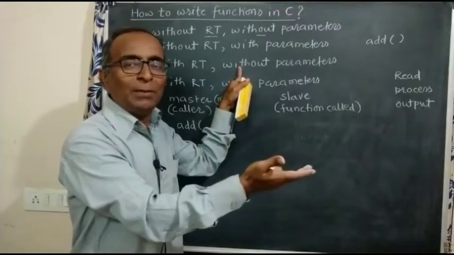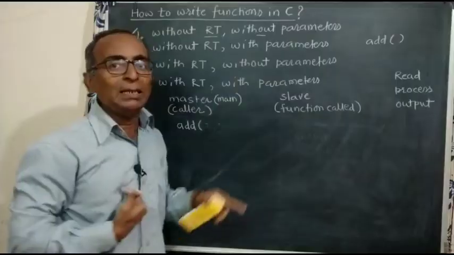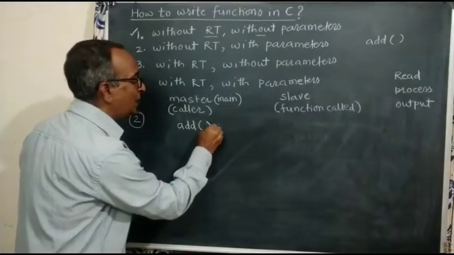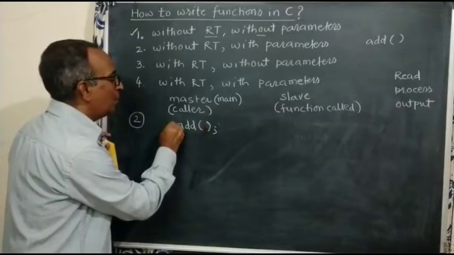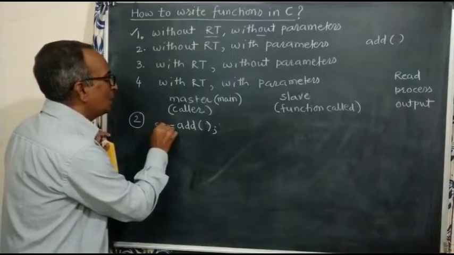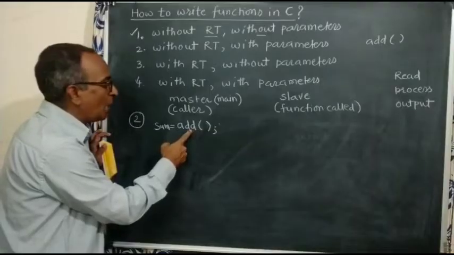What is master doing? Master is saying just add two numbers, but give me the result. See, it is not giving anything, no parameters. But the caller is just calling and getting some value from the add function.